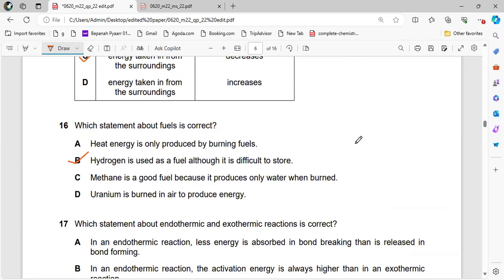Which statement about fuels is correct? Heat energy is only produced by burning fuels. No, not only heat energy is produced. Second, hydrogen is used as a fuel, although it is difficult to store. Yes, it is true. Methane is a good fuel because it produces only water when burnt. No, this is wrong. When methane is burnt, it produces both carbon dioxide and water, and not only water. That is why this statement is wrong. Uranium is burned in air to produce energy. So no, uranium is a radioactive element. It is not directly burned in air. So that statement is wrong.